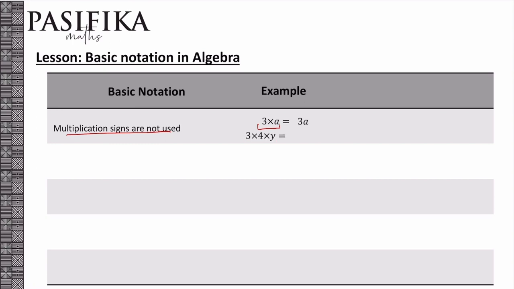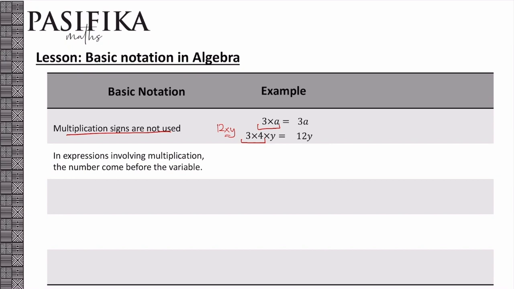What about 3 times 4 times y? Well, in this case, we're going to go 3 times 4 first. So when we do that, it will be 12 times y. Now remember, no multiplication sign. Therefore, it will be 12y.